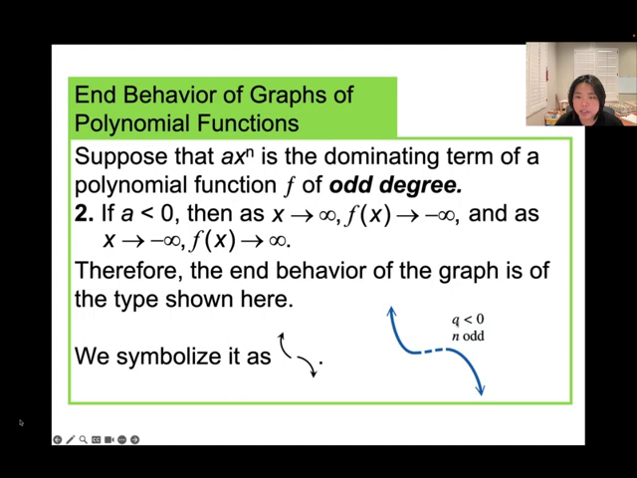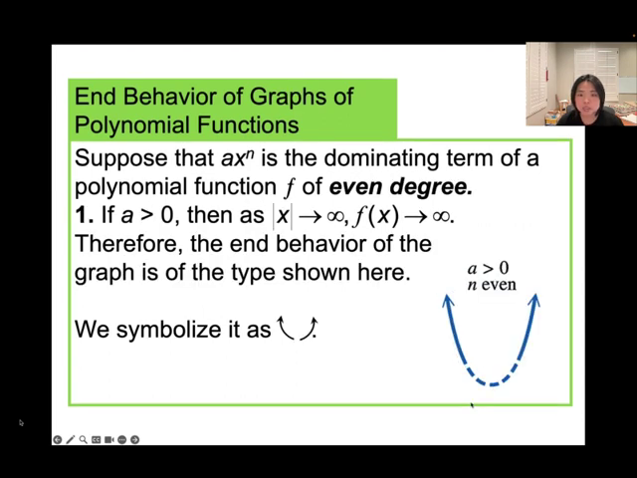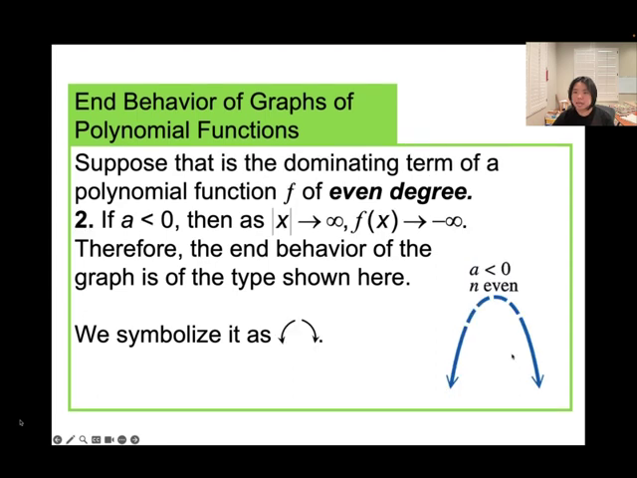But when a is strictly less than 0, that's negative, and n is an odd number, then we rise to the left and fall to the right. When a is greater than 0 and n is an even number, for example y equals x squared, you know that will be the U shape going upward. But when a is strictly less than 0 with an even degree, it's going downward.